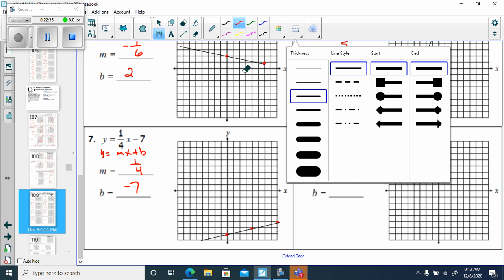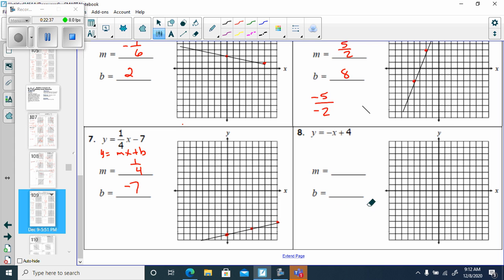And then for the last one on this page, y is equal to negative x plus 4. y is equal to mx plus b. My b is 4. There's nothing here in place of this m. What can I multiply x by and not change it? 1. So my slope is negative 1. Let's start at 4. 1, 2, 3, 4. So it's positive 4, so it's above the y-axis, above the origin.